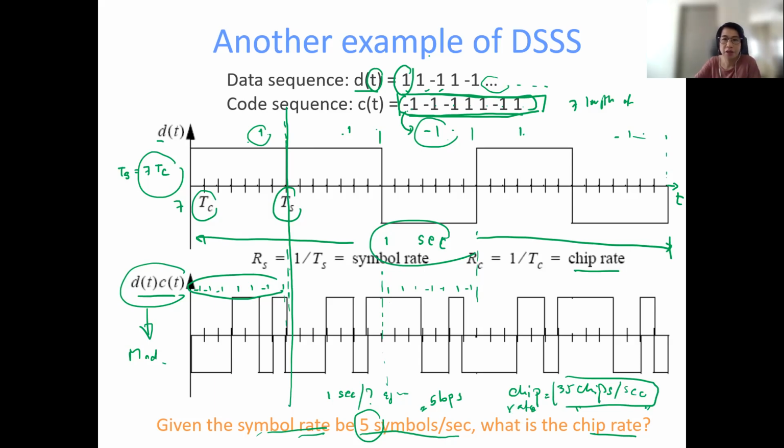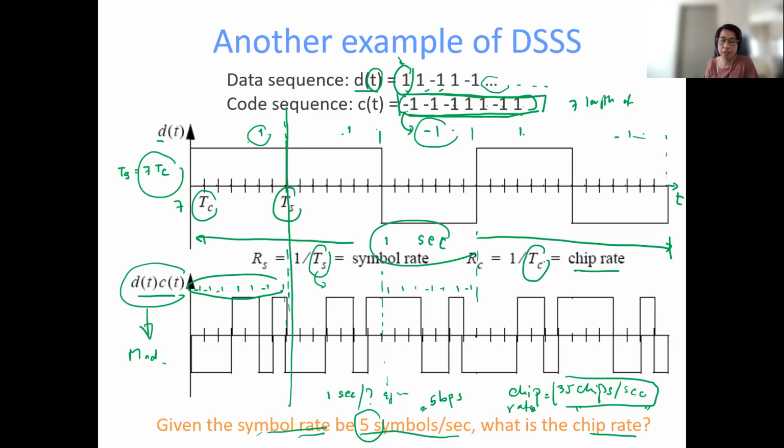Then if you take a look here, you can see that, okay, 1 bit is represented with 7 chips. Then in 1 second, you transmit 5 bits, right? And then in total, in 1 second, you can send 35 chips. Okay, this is chip rate. How about, okay, you understand symbol duration, right? Symbol duration means the time that you take when you send 1 symbol.